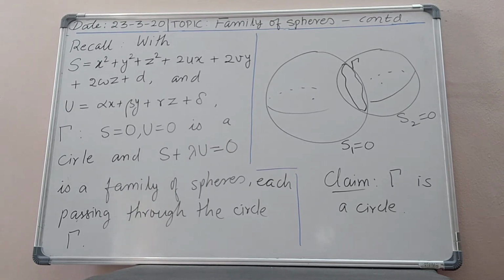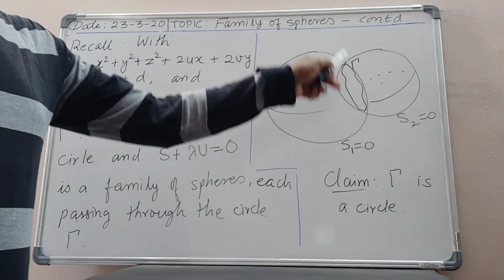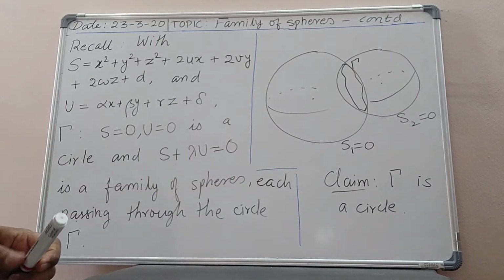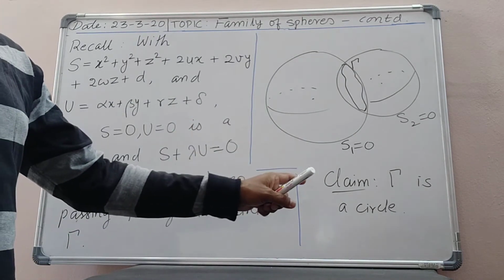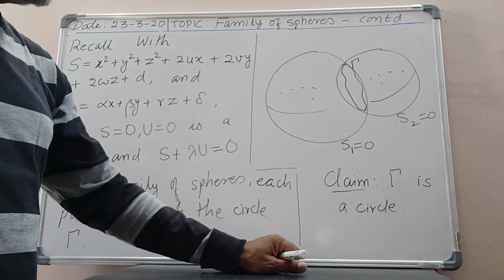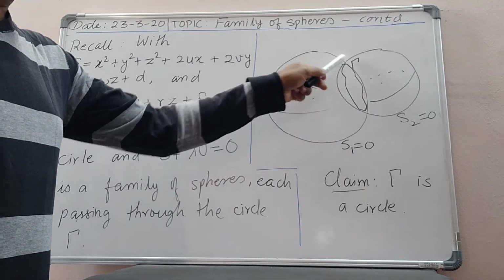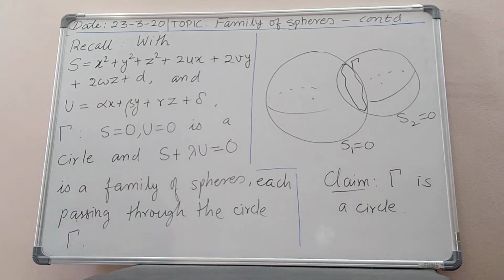Okay, now we are going to look at the circle as an intersection of two spheres. Look at this diagram. So S1 equal to 0 is a sphere, S2 equal to 0 is another sphere. The claim is that the points which are common to both is a circle. So the points which are common to both I am representing by this curve. I am calling it gamma. Now we will prove that gamma should be a circle.